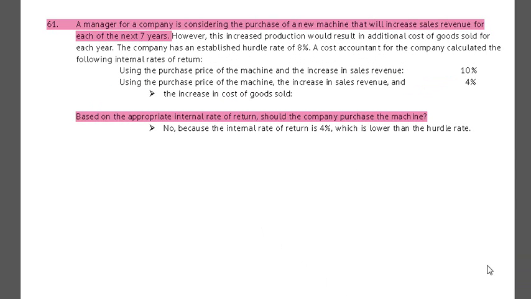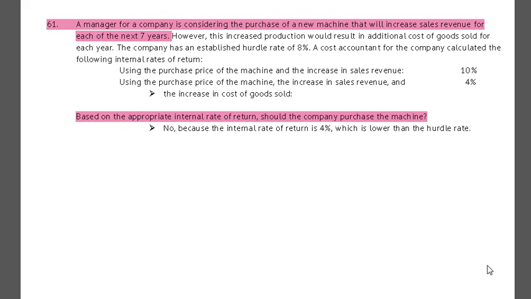Problem number 61. This is one where you want to make sure you understand and you've looked at the formula for the initial rate of return and whether something should be accepted or rejected. The initial rate of return, you will take that and minus the hurdle rate. If the figure you get is greater than 0, then it should be accepted. If it's less than 0, it should be rejected.